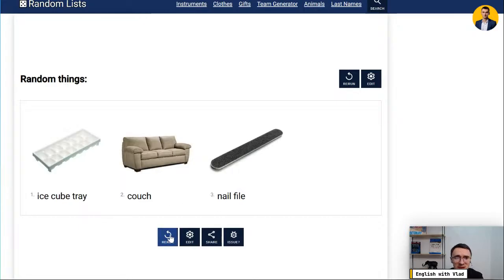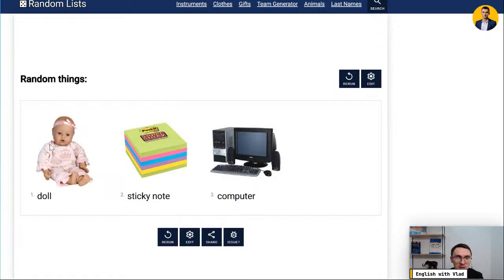Okay, let's generate some more, and this time I'll ask you to read them first. Let's go. Let's see if you know these words. Okay, so what about this one? It's a doll. A doll. Okay, how about this one? It's a sticky note. Sticky note. Why are they called sticky? Because you can stick them to some surface. In fact, yes, these are called sticky notes.